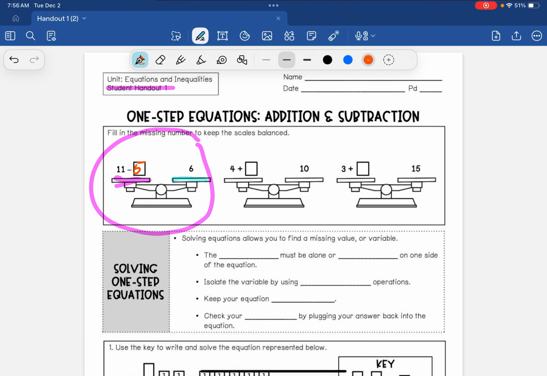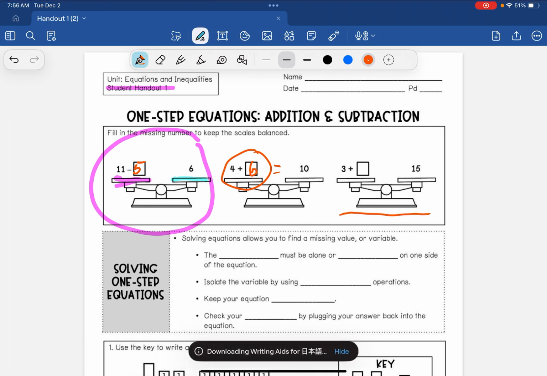If we look at the next scale, we have 4 plus a number, and we want it to equal the same as 10. So 4 plus 6 would equal 10. And then if we look at our last one here, we have 3 plus a number would equal 15. Well, we'd have to add 12 to get to 15.